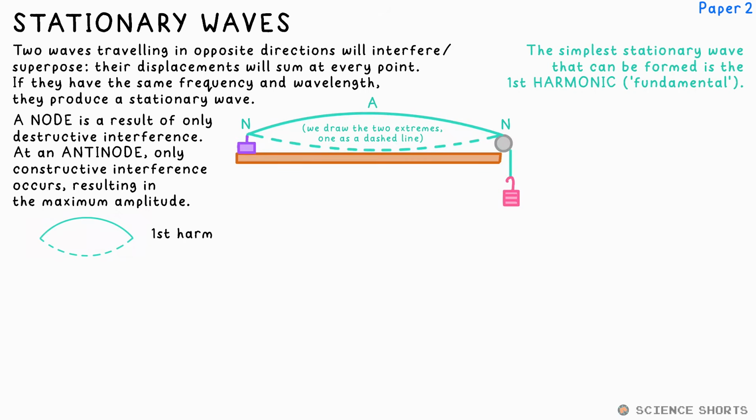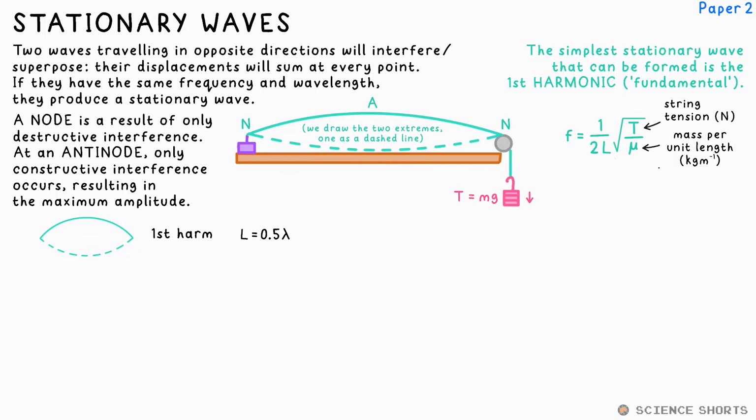We have half a wavelength on the string, so that means L equals lambda over 2. The frequency of this first harmonic is given by the equation f equals 1 over 2L, L being the length of the string, times root T over mu, T being the tension in newtons, which is usually the weight of the masses hanging on the end, and mu being the mass per unit length of the string, so that's in kilograms per meter. Incidentally, root T over mu actually gives you the wave speed.